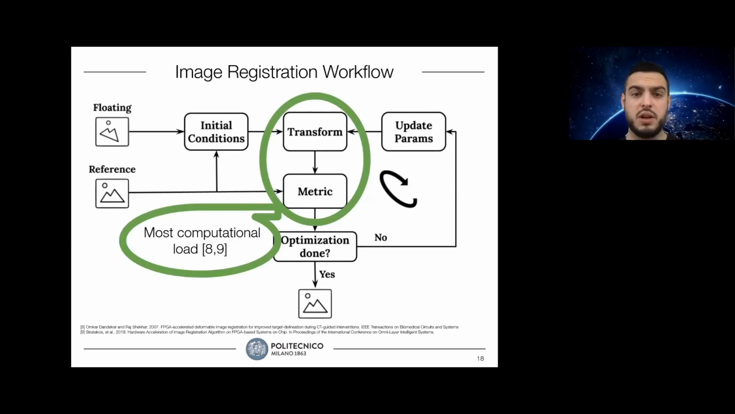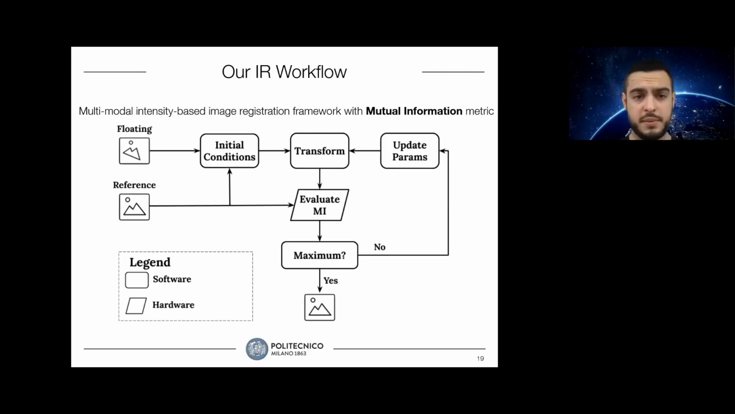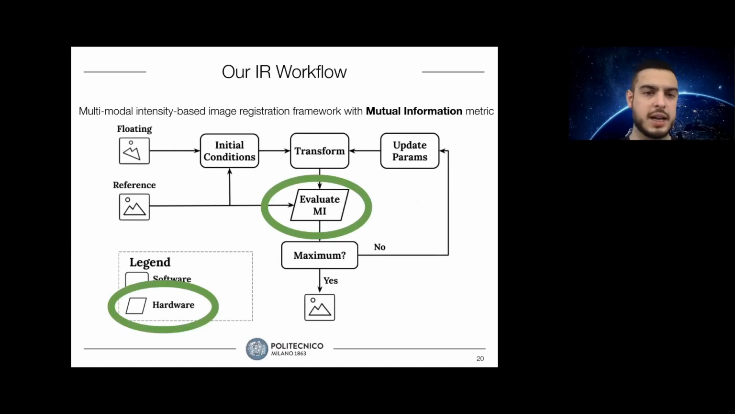Considering the different blocks of this heuristic process, both the literature and our analysis have shown how the transformation and the computation of the similarity metric are the main bottleneck of image registration. And based on these considerations, in this work, we considered a multimodal workflow exploiting mutual information as similarity block. We designed a customizable and optimized architecture for the mutual information calculation.